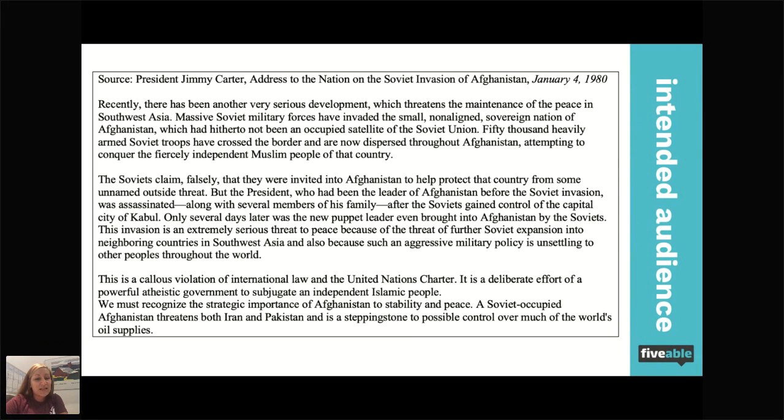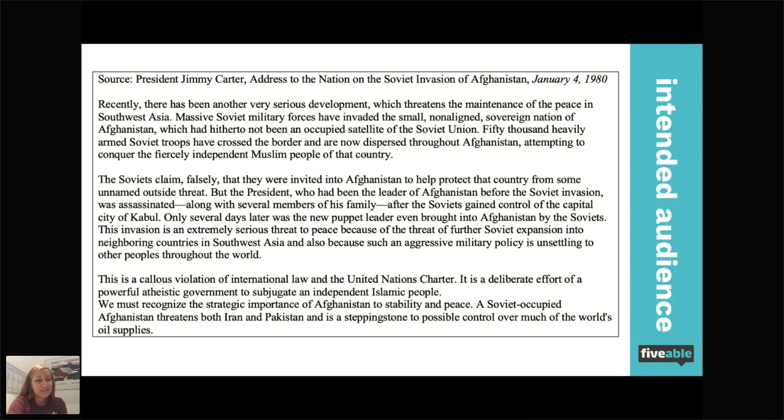The Soviets claim falsely that they were invited to Afghanistan to help protect that country from some unnamed outside threat. But the president, who had been the leader of Afghanistan before the Soviet invasion, was assassinated, along with several members of his family after the Soviets gained control of the capital city of Kabul. Only several days later was the new puppet leader even brought into Afghanistan by the Soviets.